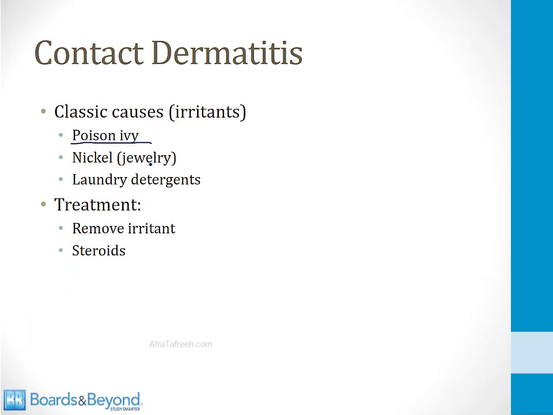Some people who wear jewelry that contains nickel can develop contact dermatitis, and some people have this reaction to laundry detergent, so they will develop dermatitis at areas where their skin touches their clothing that has lingering degrees of laundry detergent on it. The treatment is to remove the irritant. That's the easiest way to treat it, but if that doesn't work or if the dermatitis is severe, steroids can be used, and especially in some patients who have severe cases of poison ivy, steroids are necessary to limit the itching and the skin rash.